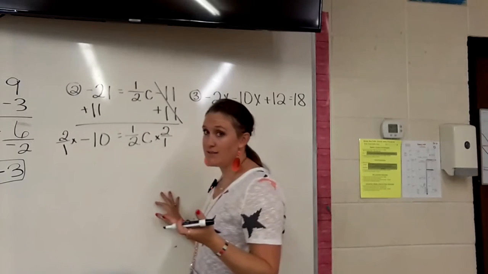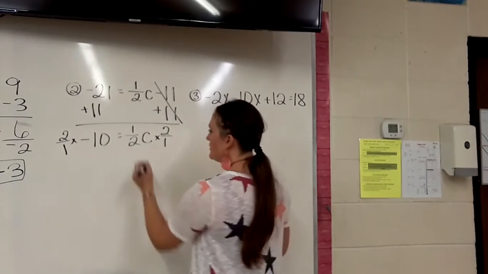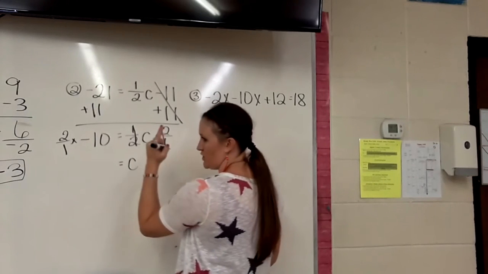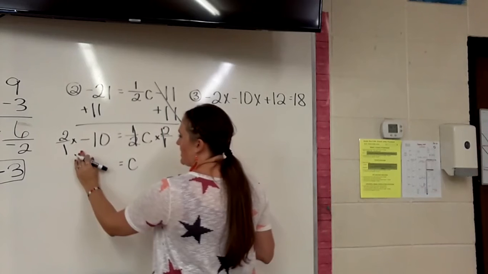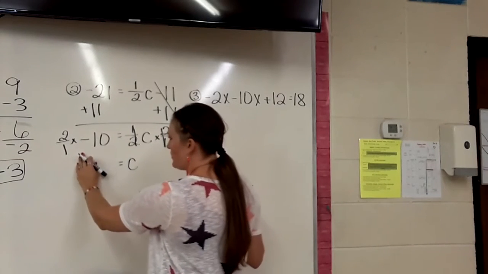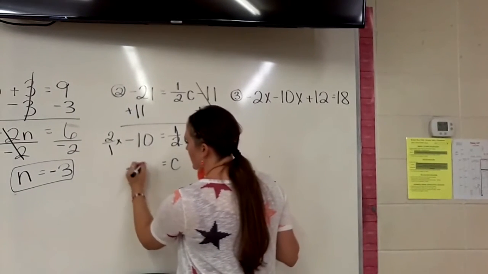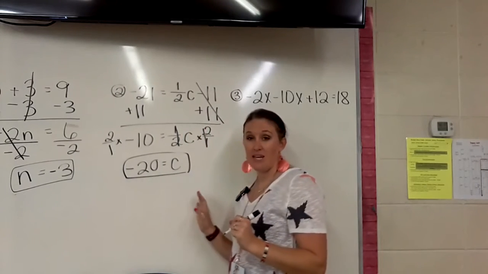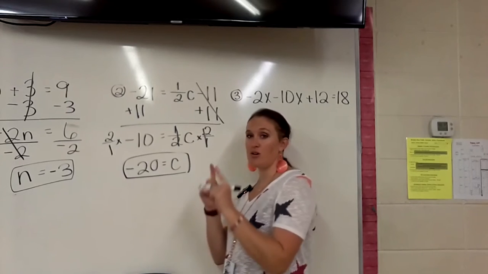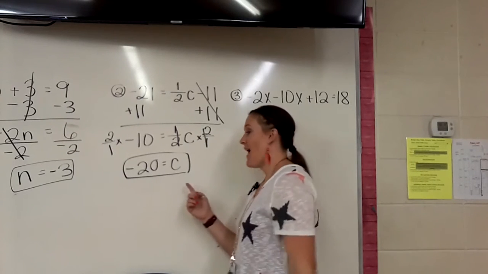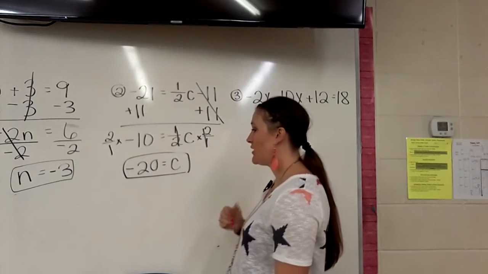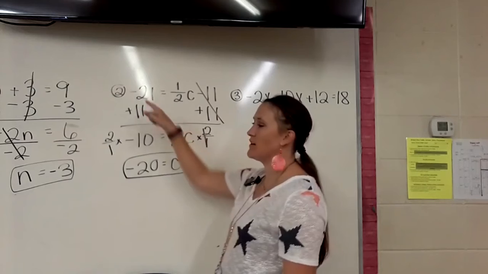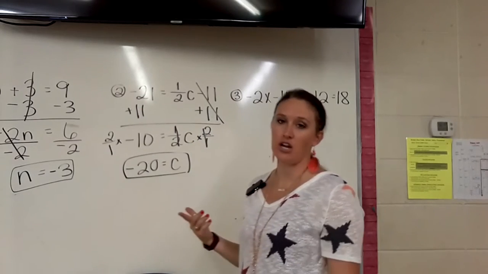Well, 2 over 1 simplified is really just 2. So these cancel, and we're left with c equals, because it's 2 over 2, which is 1. Then on this side, we have 2 times negative 10, which is negative 20. c equals negative 20. Even if you didn't get that answer, you should have taken your answer and plugged it back in. Okay? 1/2 times negative 20, well, half of negative 20 is negative 10. Negative 10 minus 11 more is negative 21. It's an easy way to check your answer.